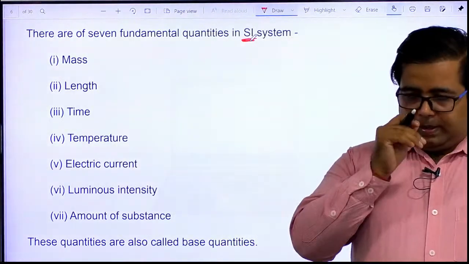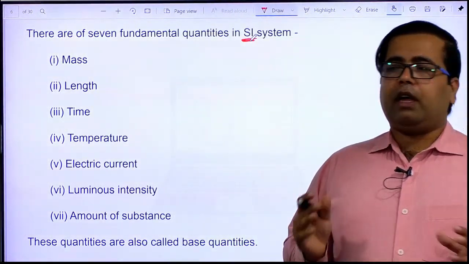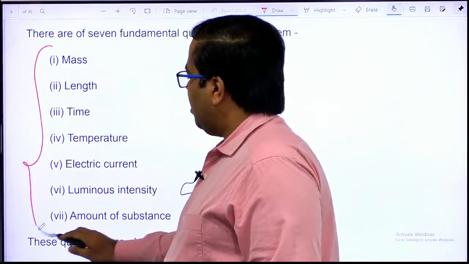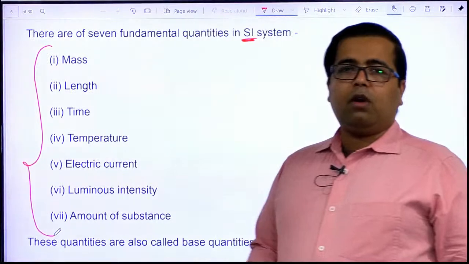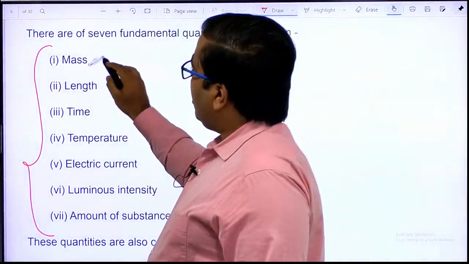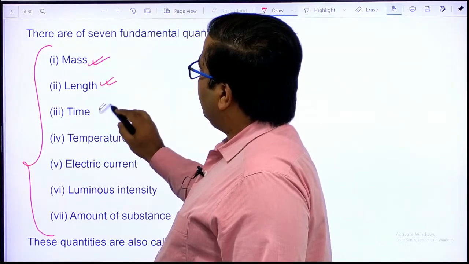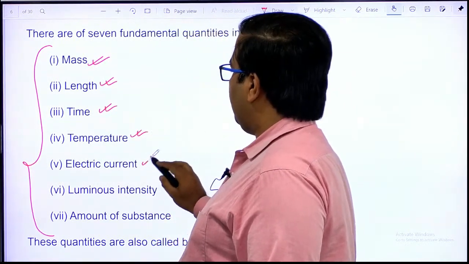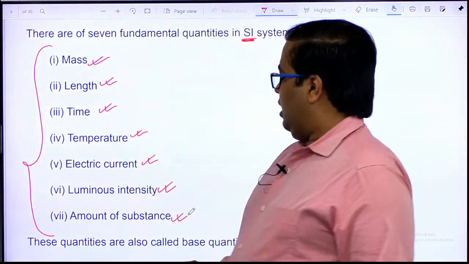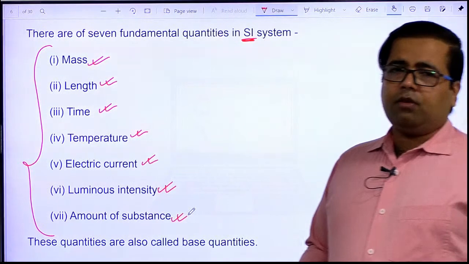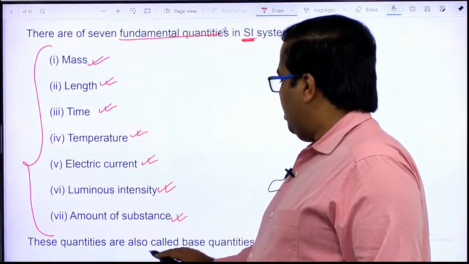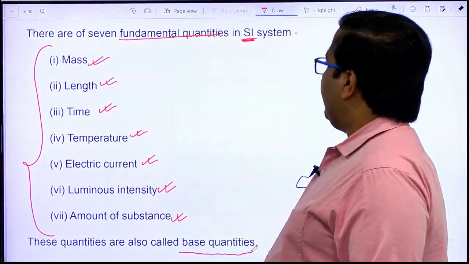Internationally, every country assumes that these are the fundamental quantities, that there are 7 fundamental quantities, which are mass, length, time, temperature, electric current, luminous intensity, and amount of substance. These are also called base quantities. There is another name for fundamental quantities: base quantities.